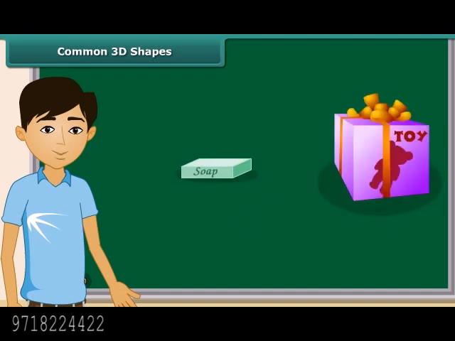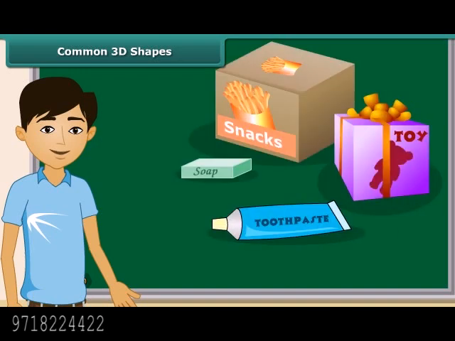Soaps, toys, paste, snacks, etc. often come in the packing of cuboidal, cubical, or cylindrical boxes. Let us learn about their surface area and their volume.